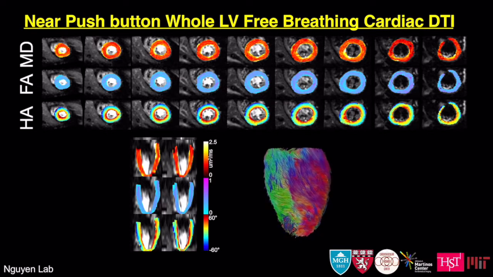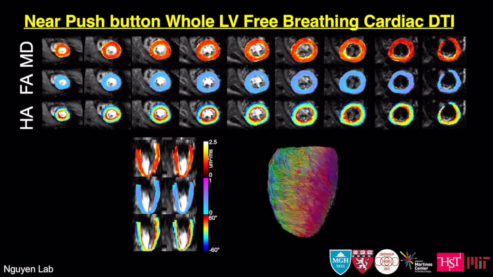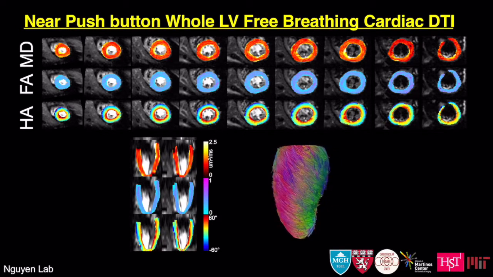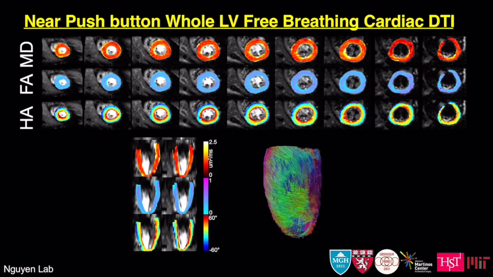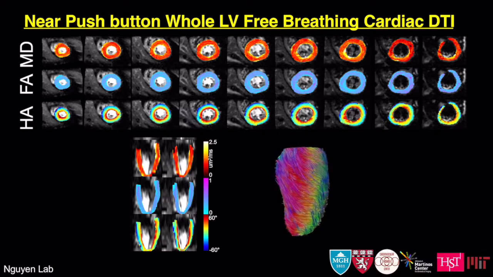Remember, we showed those concentric rings. You can see that here in the in vivo images. And then again, this is that tractography we talked about. And these are different reconstructions in different views in this bottom row. So this is a near push-button, 12-minute scan. It's free breathing. It has 100% gating efficiency.